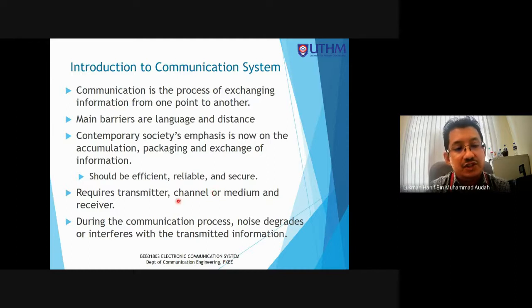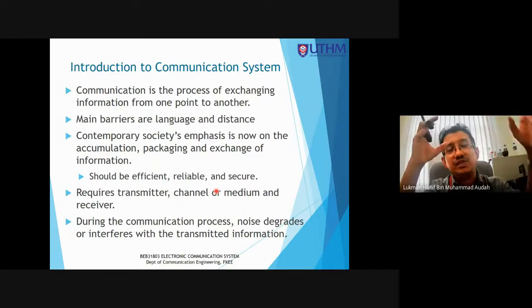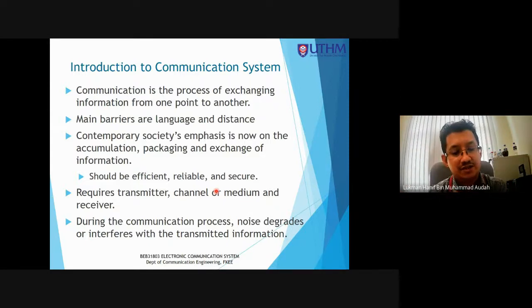So it requires transmitter, channel or medium, and also the receiver. Macam saya lukis tadi. So ada 3 bahagian: transmitter, channel, receiver. During the communication process, noise degrades or interferes with the transmitted information. So noise ini memang tidak dapat dihapuskan sama sekali. Noise will still exist in the system or in the channel. Okay, so the issue now is how we can minimize it. Noise ini sentiasa ada, kita boleh kurangkan dia punya effect sebenarnya.